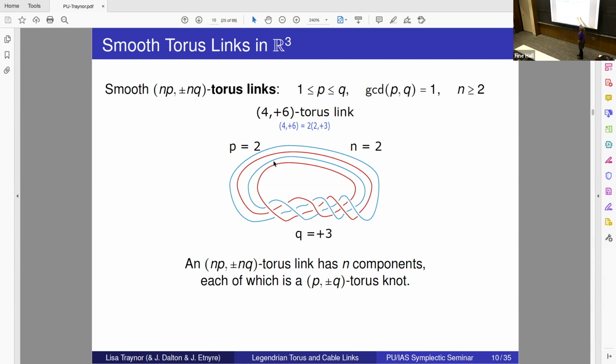So in general, yeah. And again, you could do Q is positive or Q is negative, depending on the twisting there when you get in that strand.